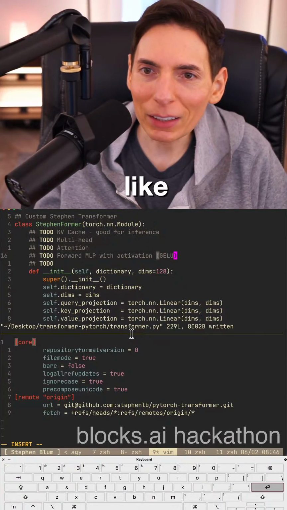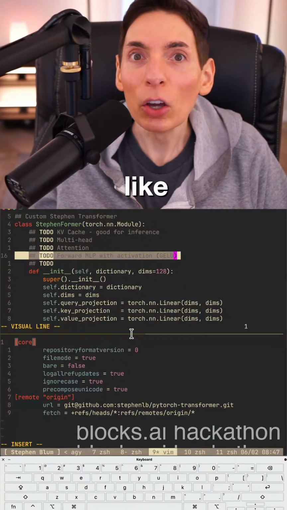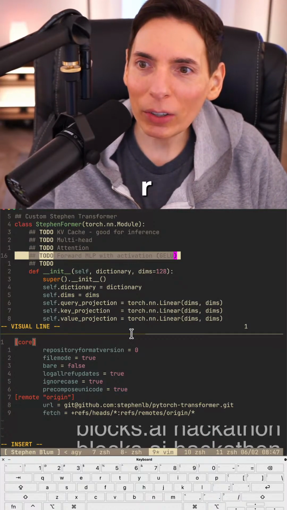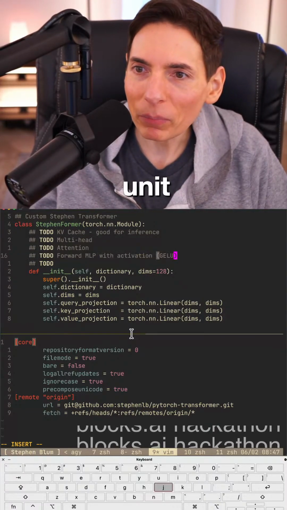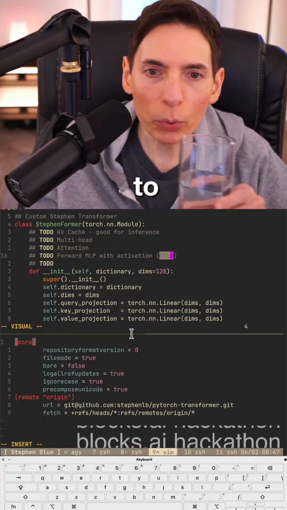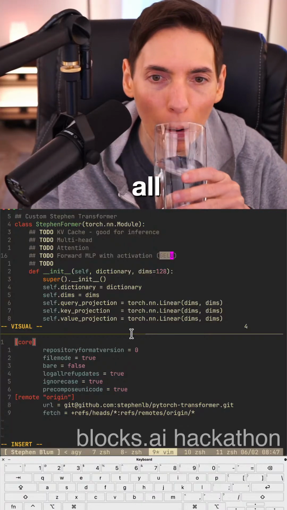Probably do a GELU. I like those GELUs. I know everyone's like, ReLU, the rectified linear unit. I like the GELUs because it's got a little bit of swoosh to it. So you get some values in the negative versus no negative numbers at all.